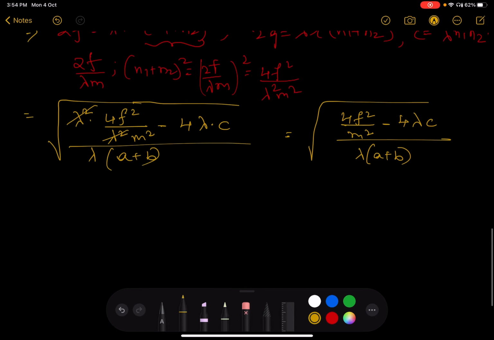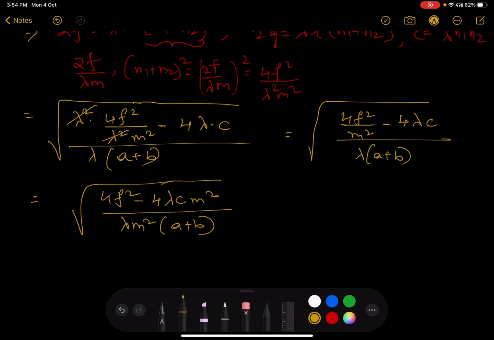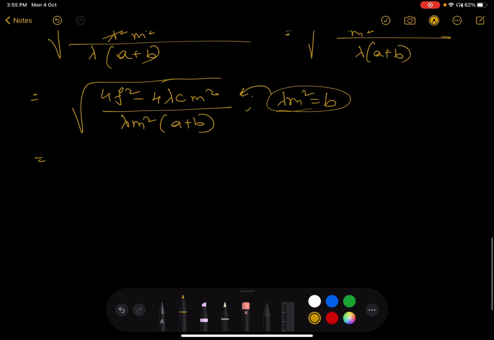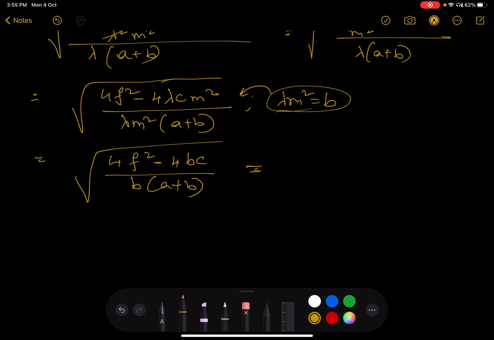So what will it become now? That will be equal to under root of 4f square, if you take m square LCM, 4 lambda c m square divided by lambda m square into (a plus b). So we know lambda m square is equal to b. Let us substitute it in this equation. So we'll get under root of 4f square minus 4bc divided by b into (a plus b). If we take 4 common from the numerator and bring it out of the square root, we'll get 2 into under root of (f square minus bc) by b into (a plus b).